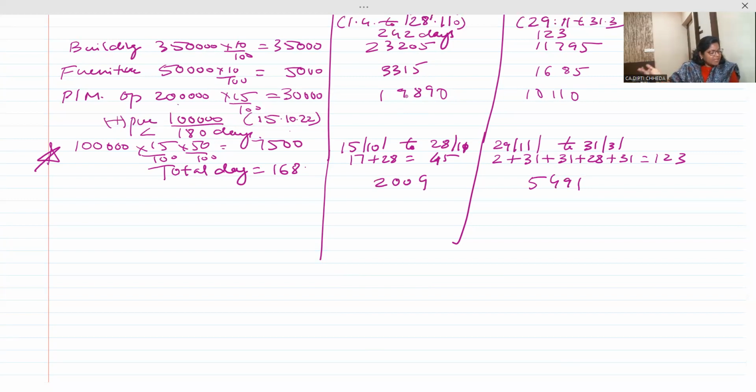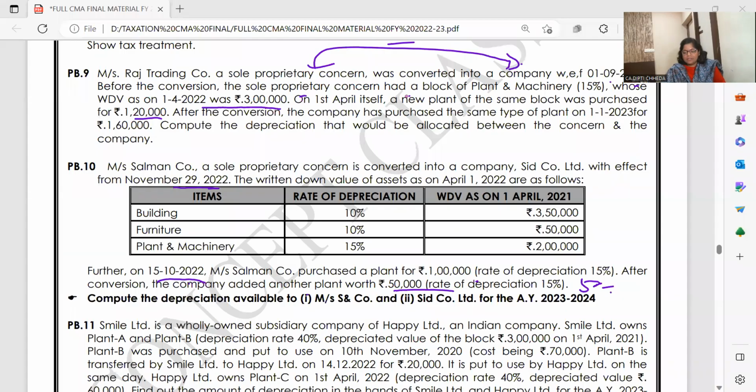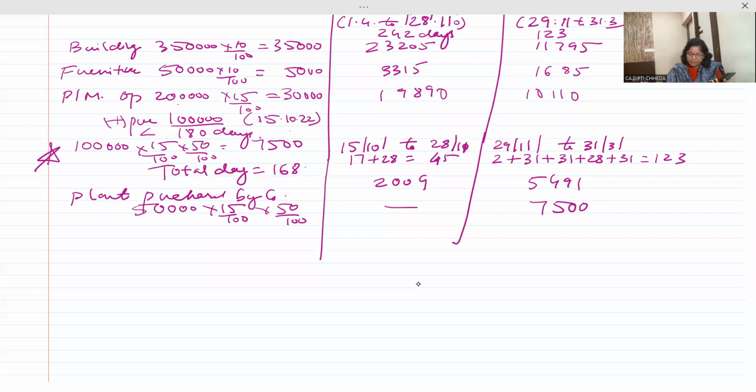Now after the conversion, plant and machinery was purchased सिर्फ company के लिए. So again I am writing plant purchased by company. कितने का खरीदे थे? 50,000 into 15%. And this is purchased after November. So obviously 50% depreciation. And this whole depreciation will come only for the company. Because partnership firm को तो कोई लेना देना ही नहीं है इससे. Yes? Right.